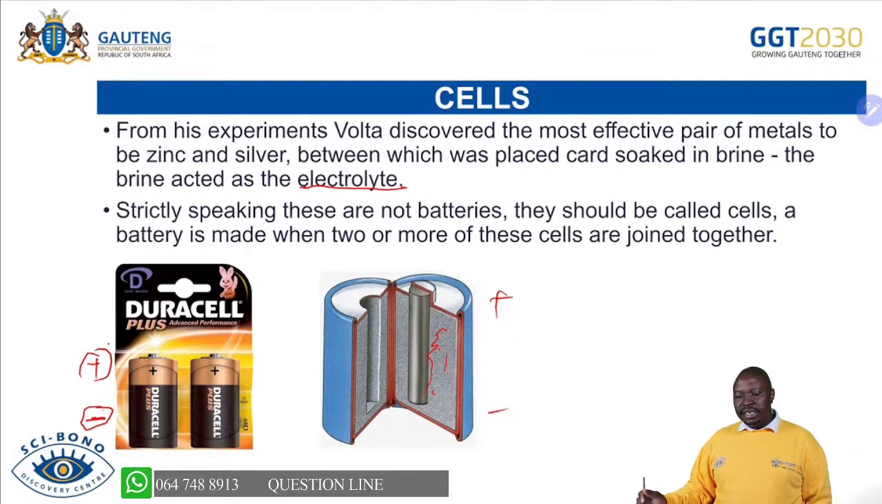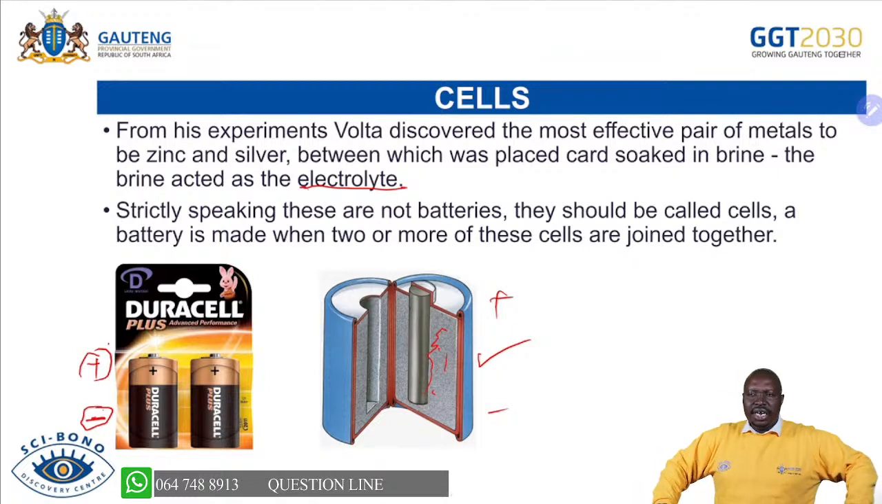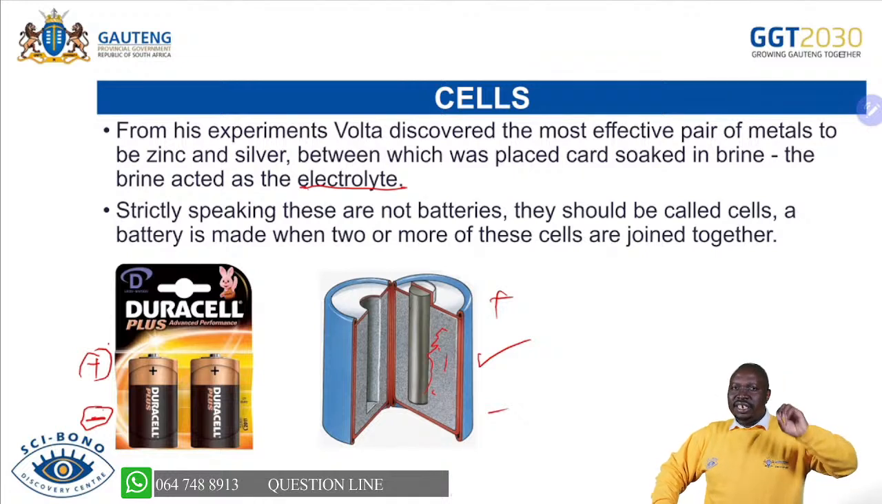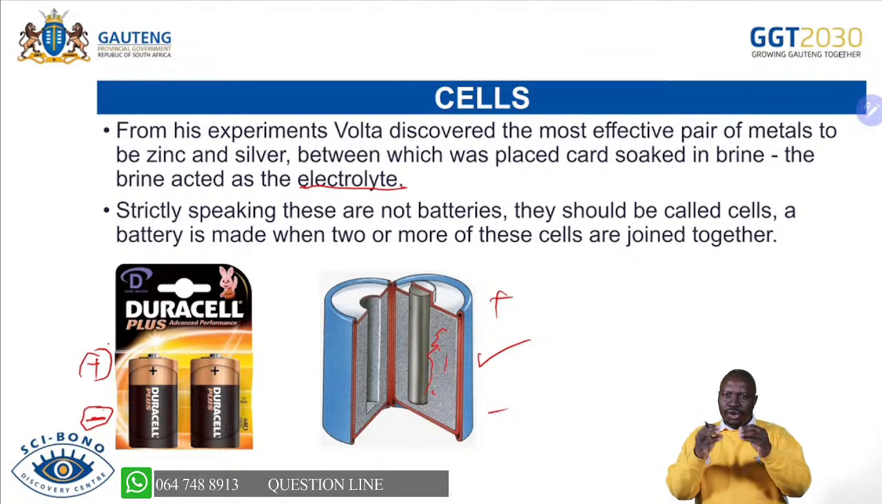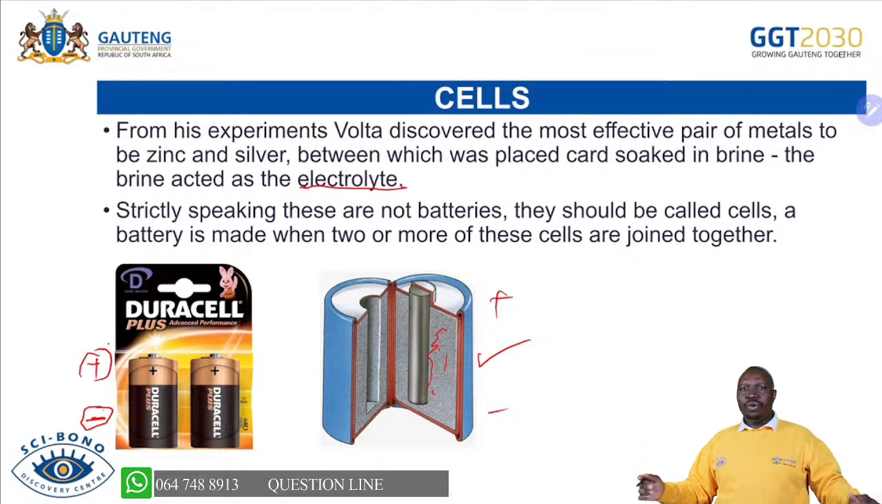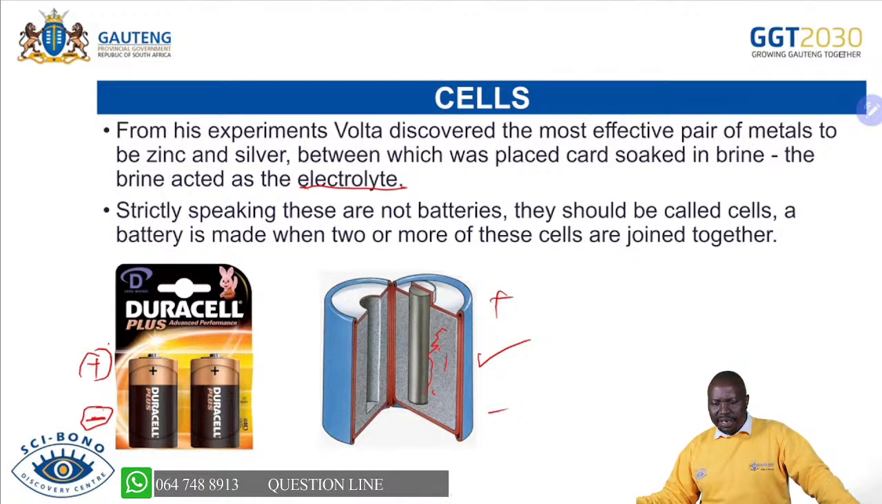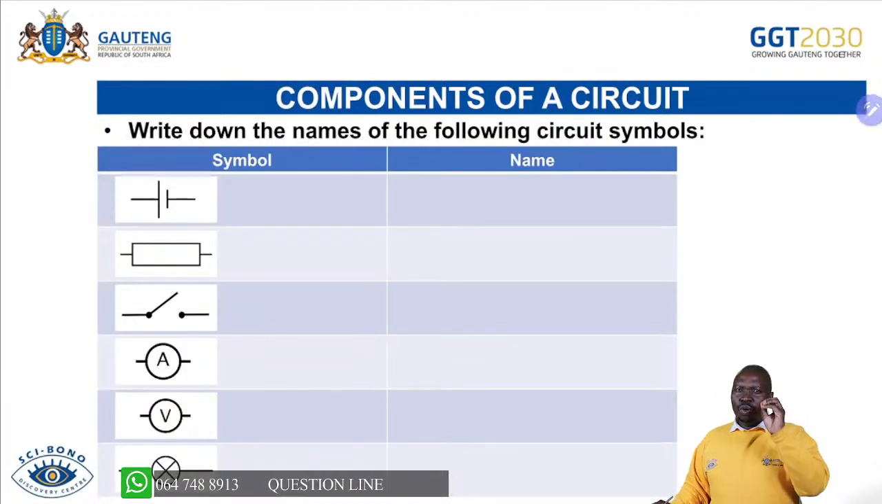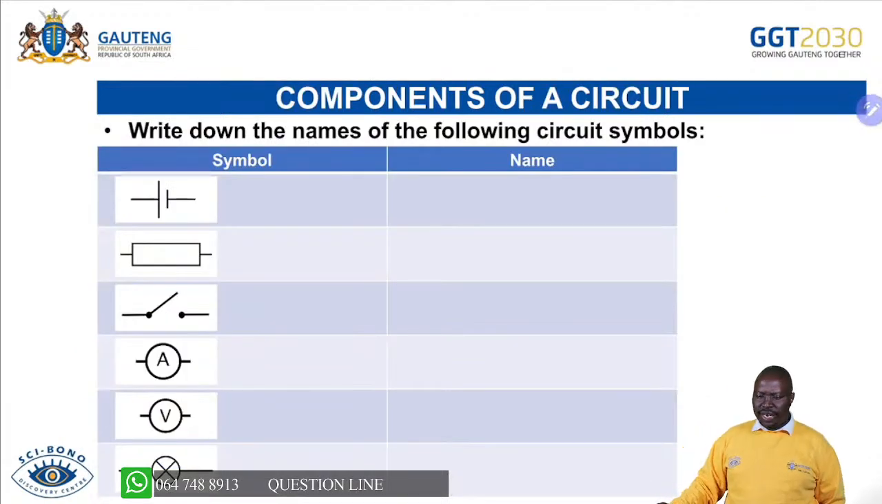Strictly speaking, these are not batteries. You can't refer to this as a battery; you will refer to it as a cell. Remember, you only talk about a battery when it's two or more cells joined together. I think your grade 8, 9, 10 syllabus has told you that. So you understand the difference between a battery and a cell. When it's alone, it's a cell, but when two or more are joined together, we refer to them as a battery, just to bring back your basics so that we are able to move together.